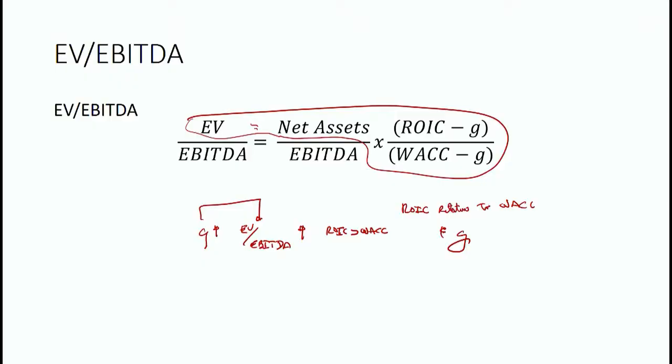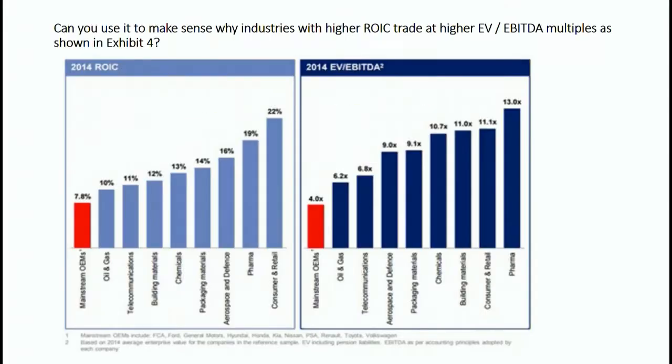All right. Now, we also asked this question, which was for us to look at from the case. Can you use what we've talked about to make sense of why industries with higher return on invested capital trade at higher enterprise value to EBITDA multiples?